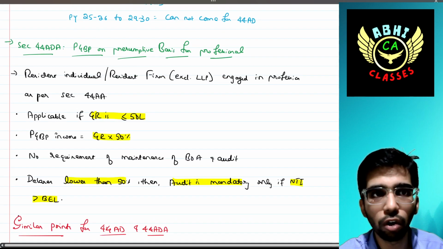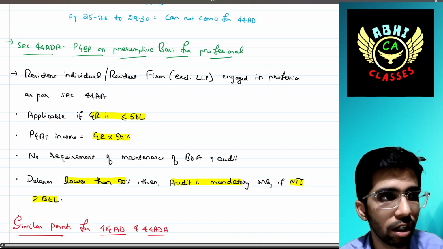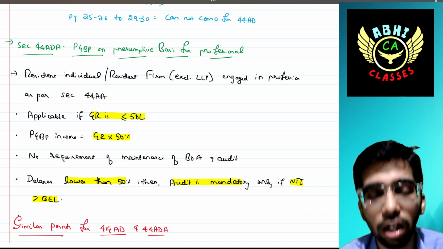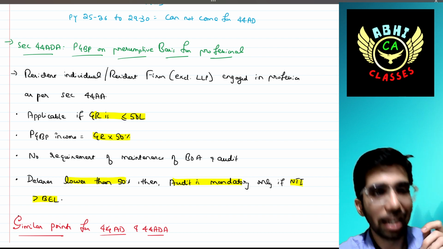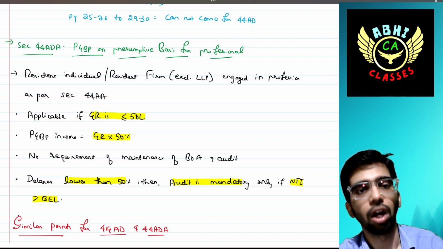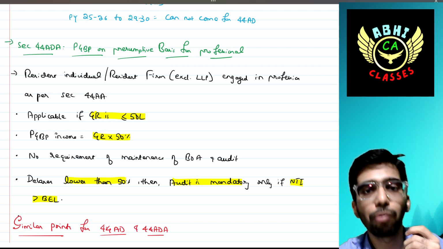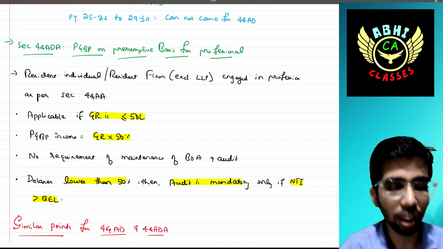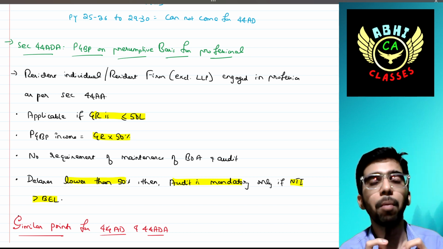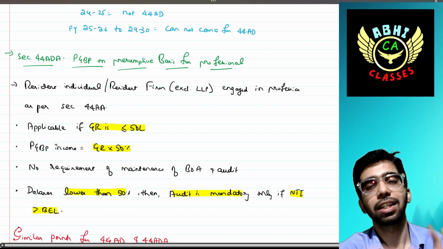Then section 44ADA, presumptive taxation for professionals. For example, a chartered accountant in practice, a lawyer, or any other specified professions. The person should be a resident individual or resident firm, excluding LLP, engaged in a profession. As per section 44ADA, it is applicable only if gross receipts are up to 50 lakh. In the business case it is 2 crore; here it is 50 lakh.